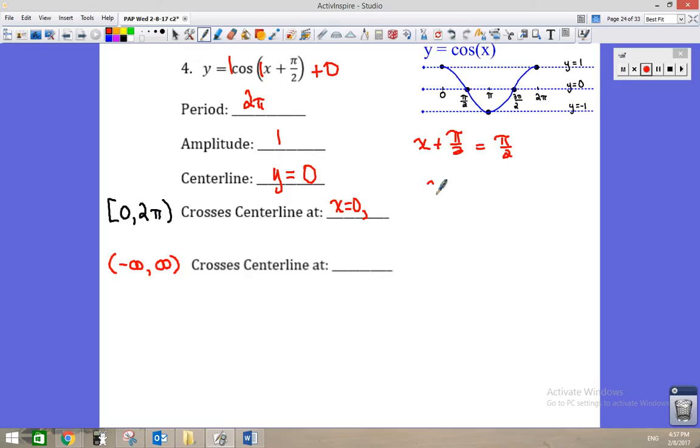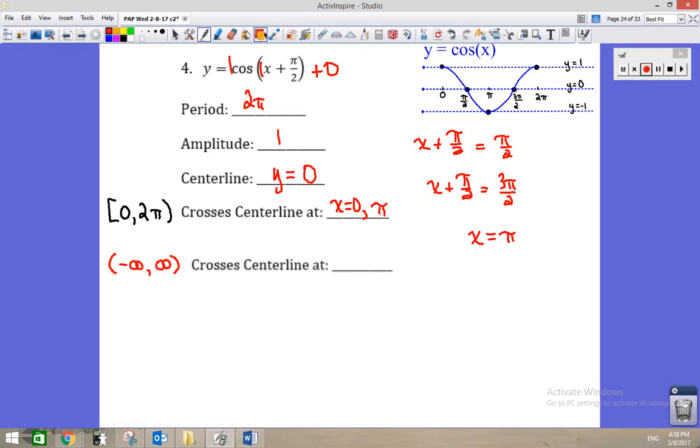If we replace x plus pi over 2 with 3 pi over 2, you'll be on the center line, because the cosine of 3 pi over 2 is 0. If we subtract pi over 2 from both sides, we get pi.